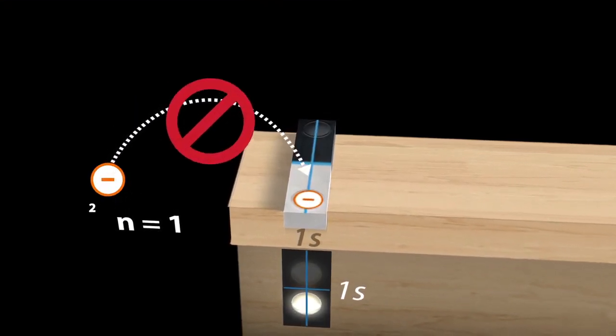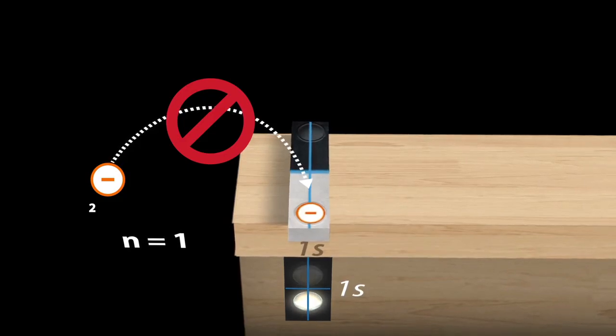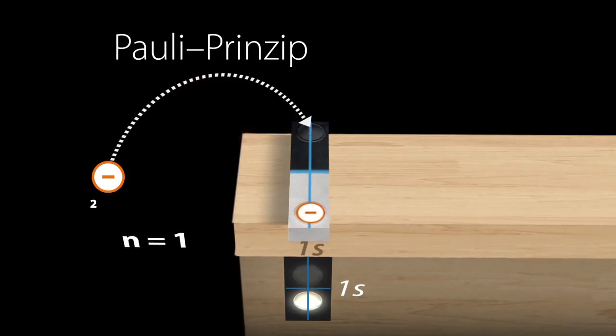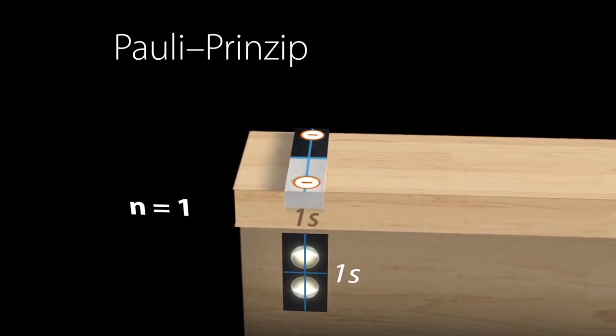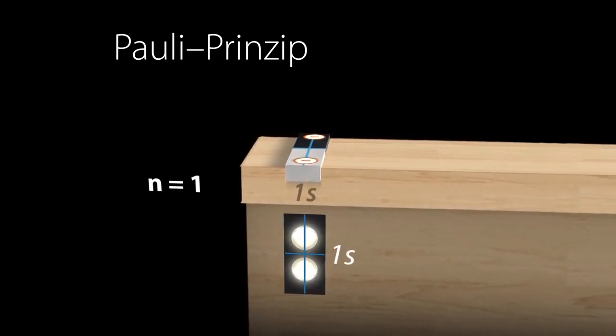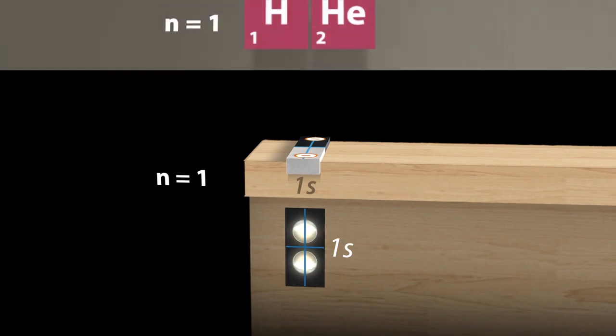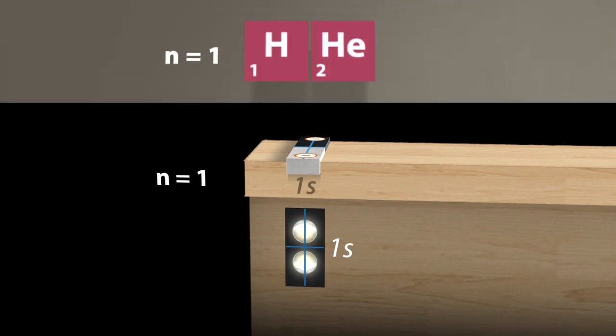According to the so-called Pauli exclusion principle, a second electron cannot occupy exactly the same state as the first. When there are 2 electrons in the 1s orbital, they occupy 2 different spin states, up and down. We have thus filled the first shell. The corresponding element with 2 electrons is the noble gas helium.